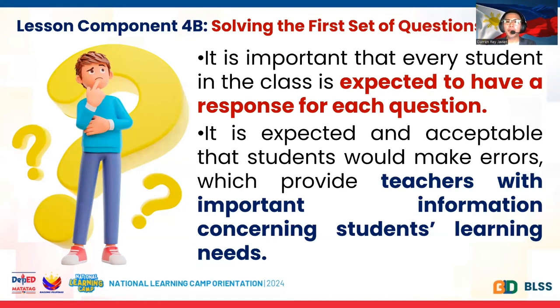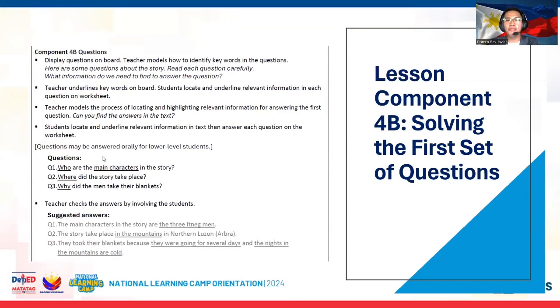At the same time, it is important that every student in the class is expected to have a response for each question. Furthermore, it is expected and acceptable that students would make errors, which provide the teachers with important information concerning students' learning needs. So here is the sample lesson plan for lesson component 4B, which is the first set of questions. As you can see in the lesson plan, there are three questions, and the answers for these questions can be easily found in the text that the learners read. Okay? So that's for the first set of questions.